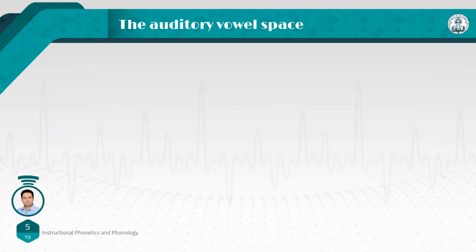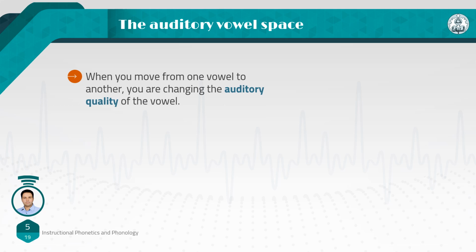The auditory vowel space. When you move from one vowel to another, you are changing the auditory quality of the vowel. You're of course doing this by moving your tongue and your lips, but as we have noted, it is very difficult to say exactly how your tongue is moving. Consequently, because phoneticians cannot be very precise about the positions of the vocal organs in the vowels, they use X-rays or they use MRI to monitor the tongue.